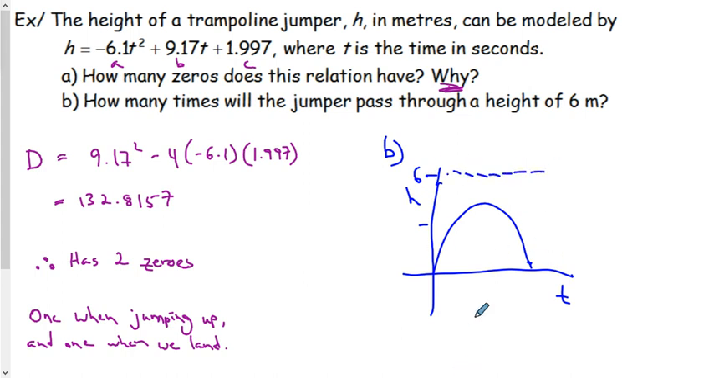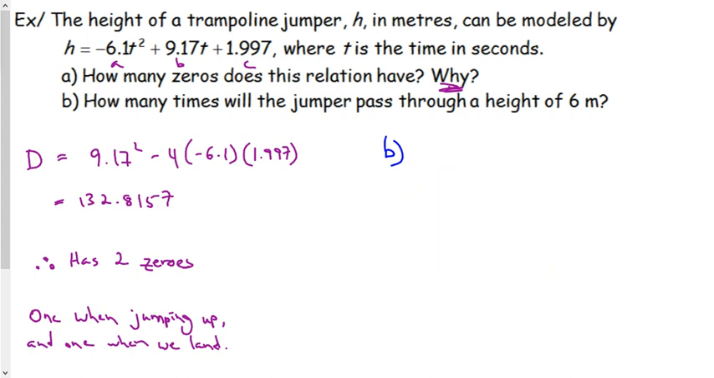Well, we'd never actually get to 6 meters. So we can actually tell if 6 meters is a solution. And here's how we're going to do it. We're going to take our equation, and instead of height, we're going to put in a 6 for 6 meters. Okay, we're going to put in a 6 for our height, and then we're going to solve for t. That's going to tell us the time when we hit 6 meters.